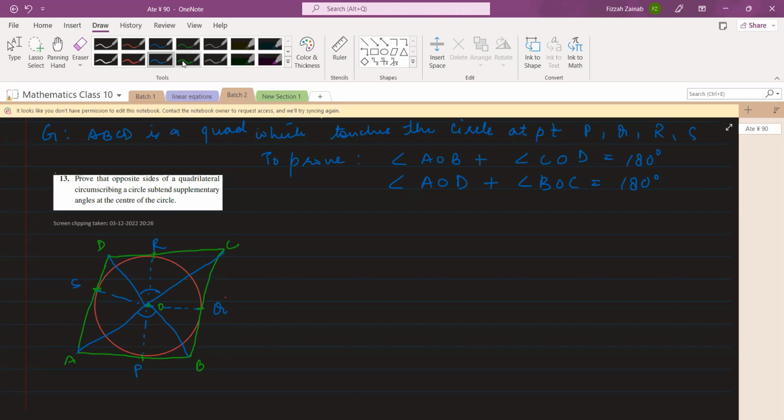Okay, so let us do it quickly. Proof. This was the construction which I have already done: join OP, OQ, OR, and OS. This was the construction in this question. I think I should name them, it will become a bit simple. Instead of writing, just write 1, 2, 3, 4, 5, 6, 7, 8.